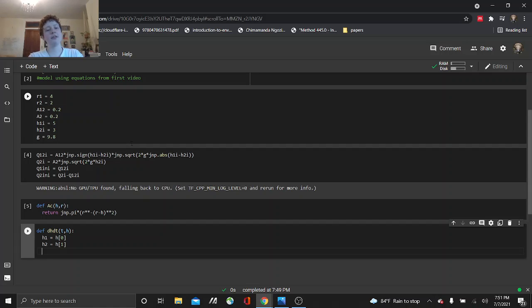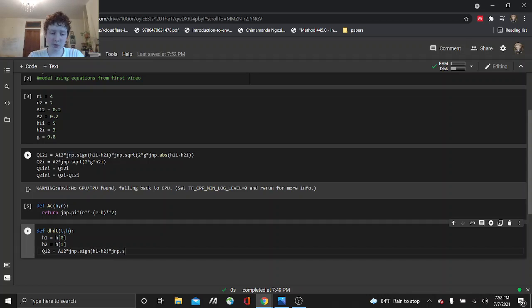Now that we've got that, like I said a little bit earlier, up here we've got Q12, the flow rate from tank 1 to tank 2 initially. Now we're going to look at that as it varies with time. So we're going to just have Q12, no longer the initial flow rate, and that's going to be equal to A12, the cross-sectional area, which doesn't change. We're going to have the sign this time of just h1 minus h2. We're no longer looking at the initial heights, we're looking at any height now.